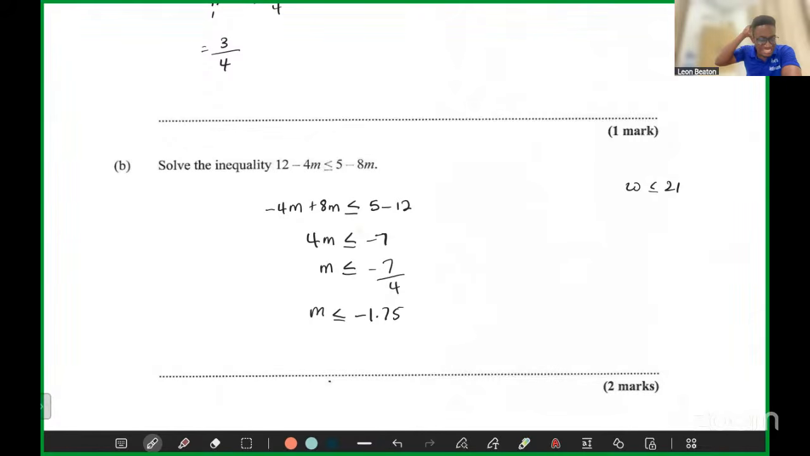So let's test this answer. Let's just say we're not sure about our answer, so let's test to make sure that what we did is correct. All right, so let's test.